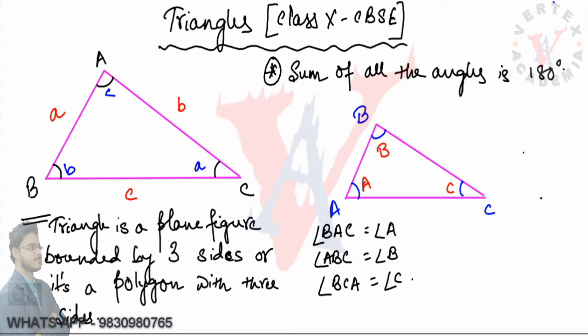So to start with, a triangle is a plane figure bounded by three sides, or it is a polygon with three sides. In general, if the sides are denoted by A, B or C, then the opposite angles are named the same. For example, the angle opposite to side C is angle C, the angle opposite to side A is angle A, and the angle opposite to side B is angle B. This is a method to denote angles.